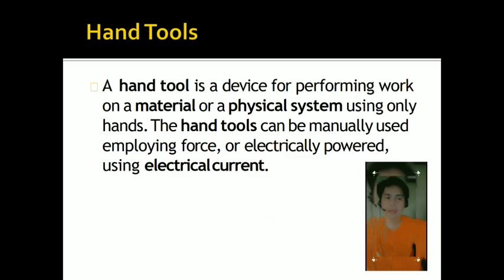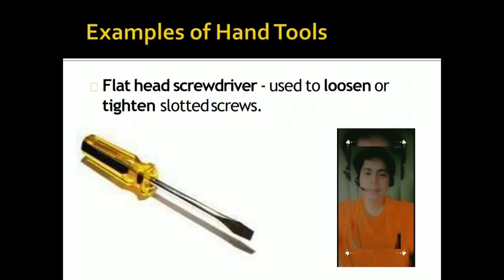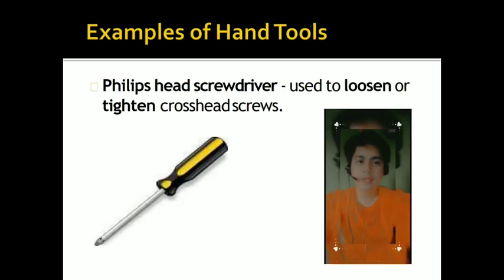A hand tool is a device for performing work on a material or a physical system. Using only hands, the hand tools can be manually used employing force or electrically powered using electrical current. Types of hand tools. Flat head screwdriver, used to loosen or tighten slotted screws. Phillips head screwdriver, used to loosen or tighten cross head screws.